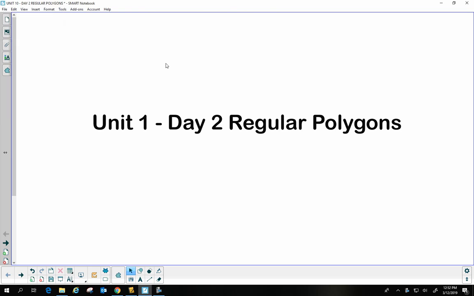Hey all, today we're going to continue talking about polygons. This time we're going to talk about some special polygons. We've already talked about the difference between concave and convex, and we're going to stick with talking just about convex polygons now, and a special type of convex polygon that we call regular polygons. The name regular might not make you feel like they're special, but they are.